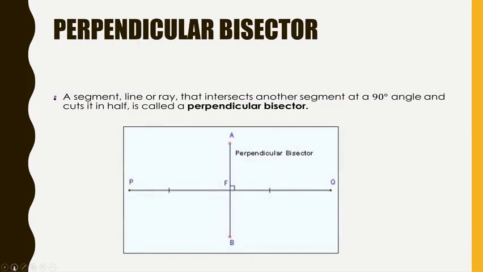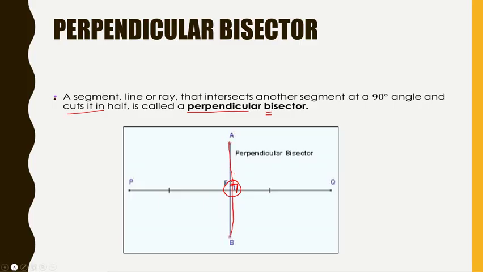All right. Okay, a segment or a line that intersects another segment at 90 degrees. So notice right here in our diagram, we've got a 90 degrees. And cuts it in half is called a perpendicular bisector. Bi meaning two, into two equal pieces. And how do you create that? You have a line that cuts it in half and is 90 degrees. Right there is our 90 degree marking.